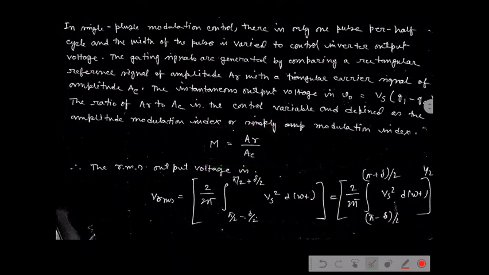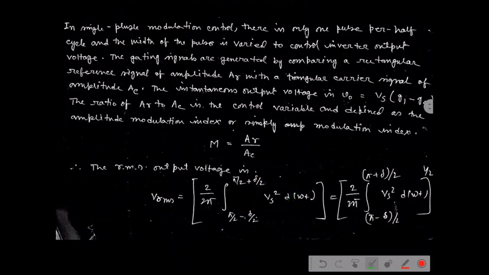Okay, now we can easily calculate the output voltage, that is VRMS, the root mean square of the output voltage. When the switches are on, the output voltage is immediately reflected as the input voltage. That is why it is defined by Vs square. That means the VRMS is defined by 2 by 2 pi.